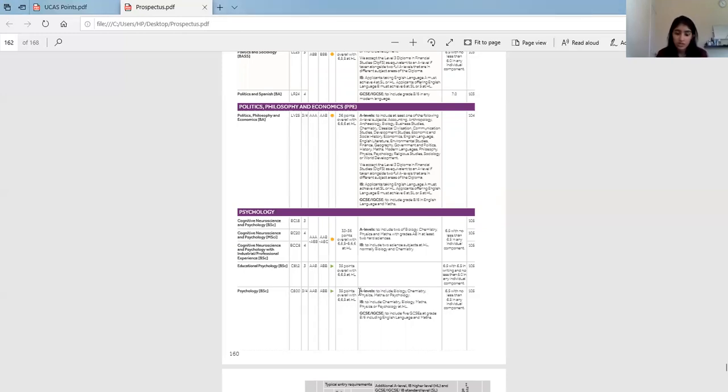So here it says to study psychology at university, you need to have at least a biology, chemistry, physics, maths, or psychology A-level. And down here it also has a bit of information about GCSE. So here it says that you need at least a grade 6, including English and maths for GCSEs.